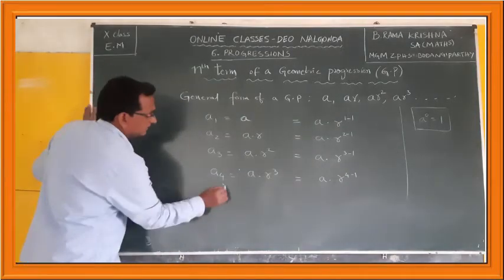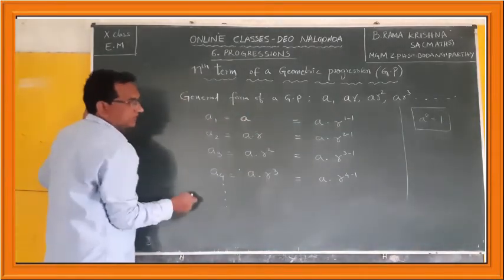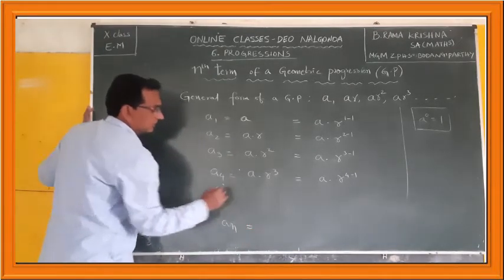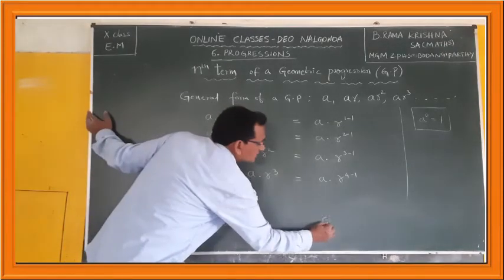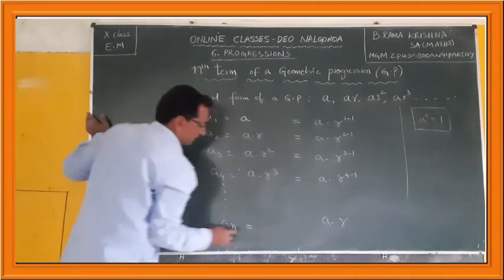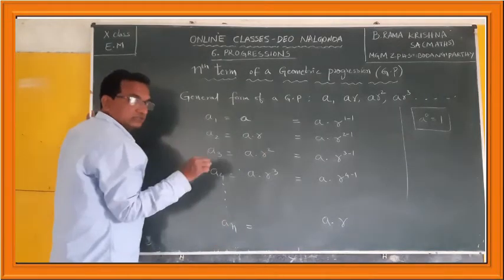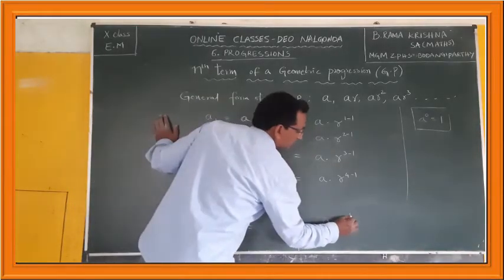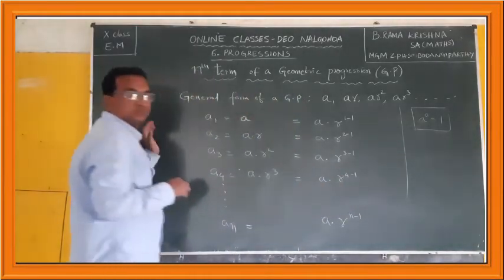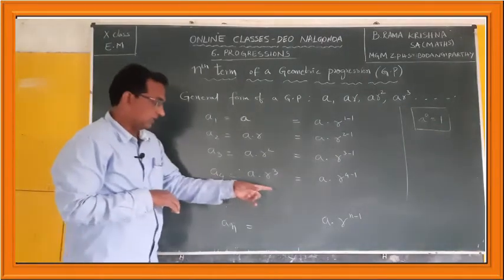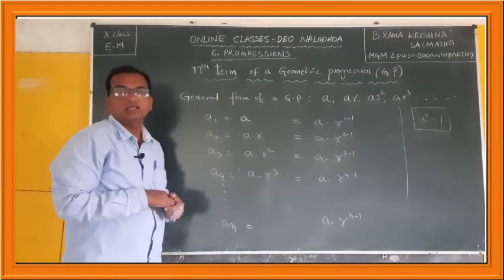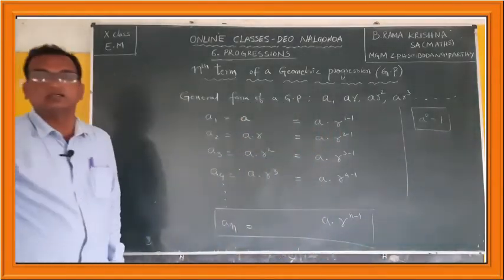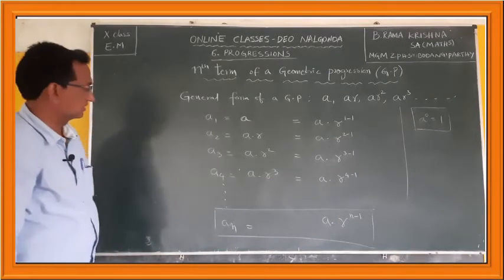Okay, next. If you understand the notation very carefully, you can write the nth term like this: a into r to the power of n minus 1. For the term which we want, r should be multiplied n minus 1 times. So a into r to the power of n minus 1 is the general term of the geometric progression.